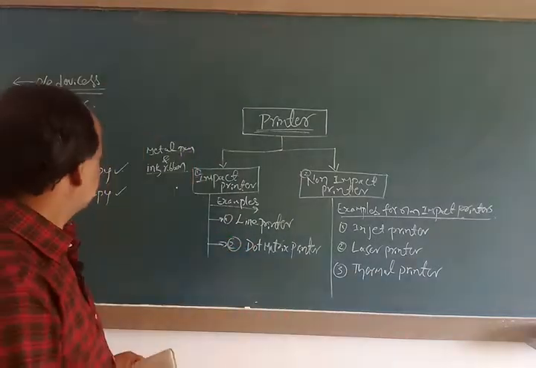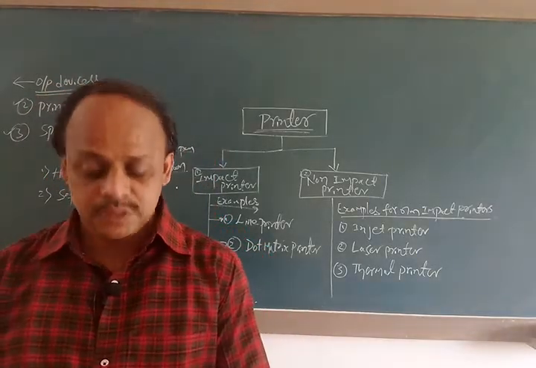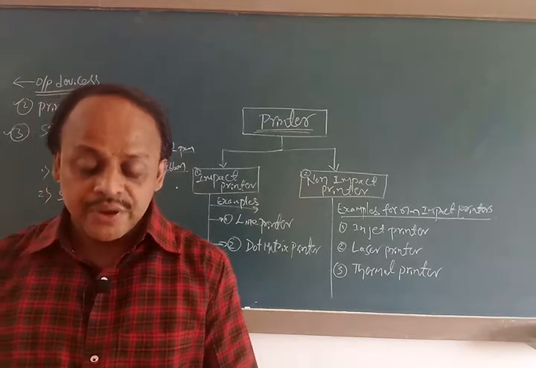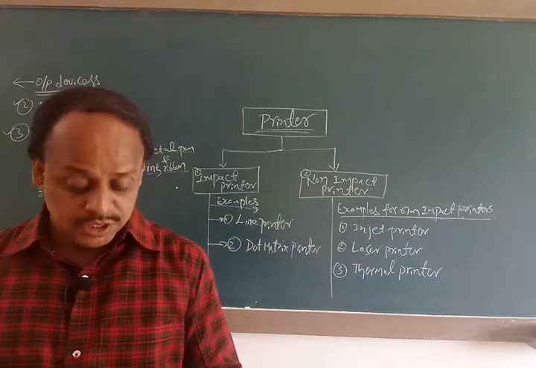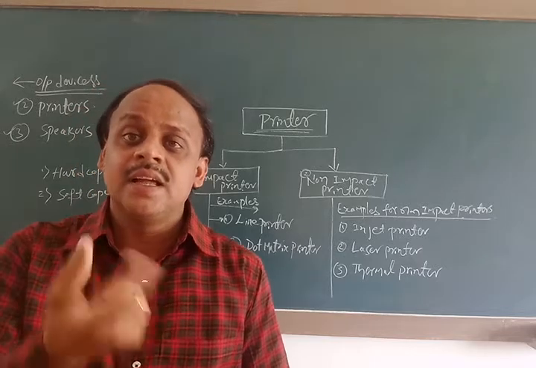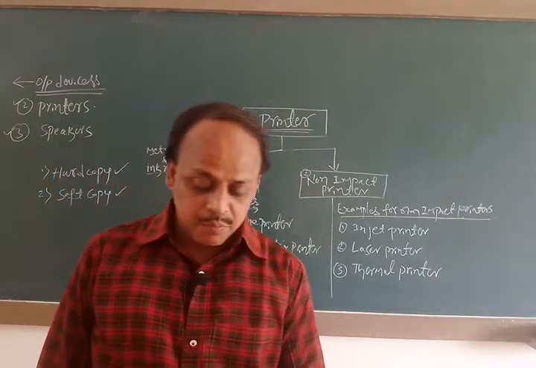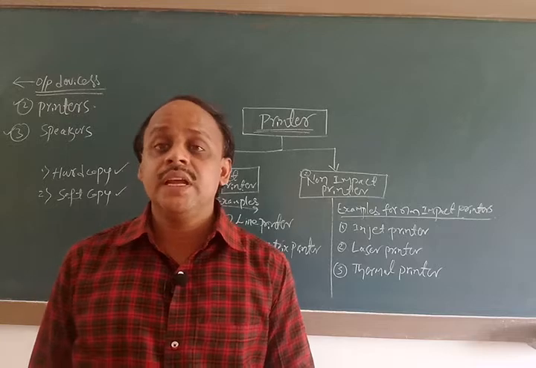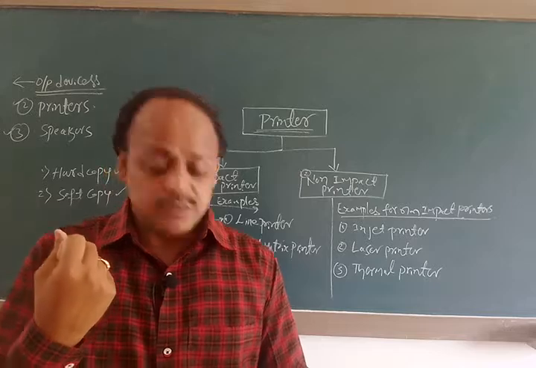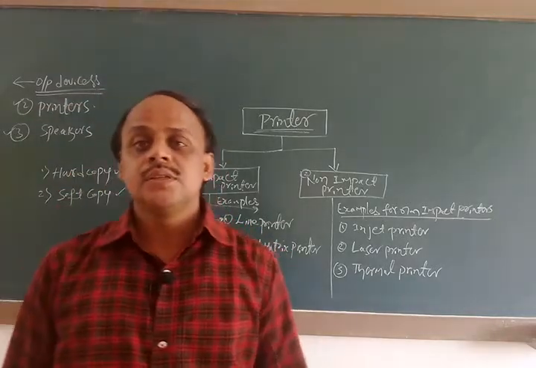So with the help of impact printers, we can take multiple copies of printouts. Due to its striking activity, impact printers are very noisy. What does he say? Due to its striking activity means whenever the metal pin hits the ribbon, that is called striking activity, right? Due to its striking activity, impact printers are very noisy, means we are going to get a striking sound. So we can say that this impact printer produces a noisy sound.